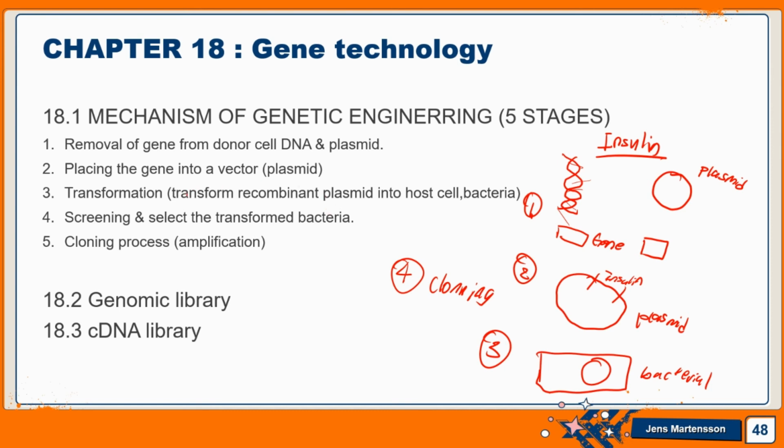Okay. Then the third step is transformation. Then you will transform this into the bacteria, into the bacterial cell. This is a process we call transformation. And the fourth one is the screening and selecting of the transformed bacteria.